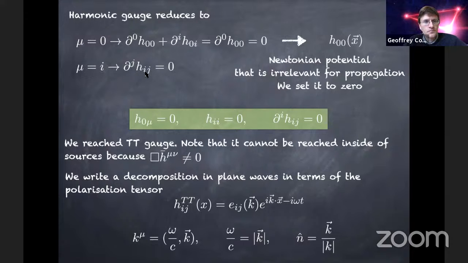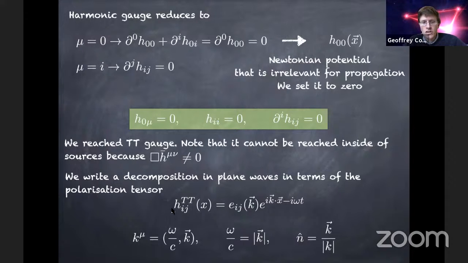For mu equals i, we have to sum all the components. The 0 again is 0 because h0i is 0. We only have a spatial component. So at the end, we have found that in this gauge, we have these conditions. I mentioned that it can be reached outside of sources. Now, to solve these conditions, we do a Fourier transformation, so we write this TT gauge perturbation as some Fourier components, with k modes in the spatial direction and omega in time, and with a polarization tensor e_ij, which is a function of k.